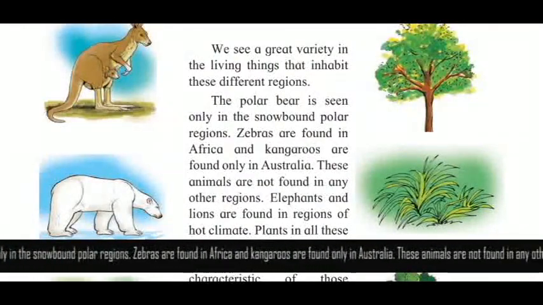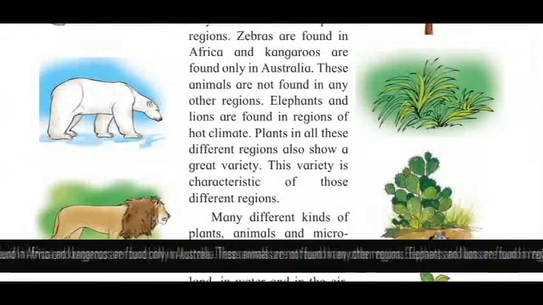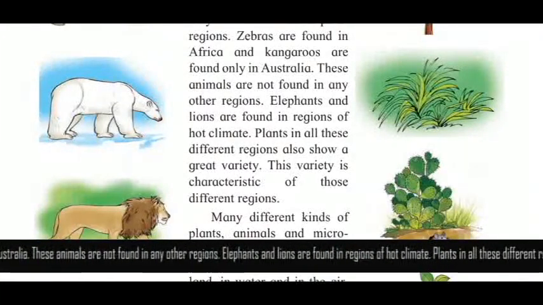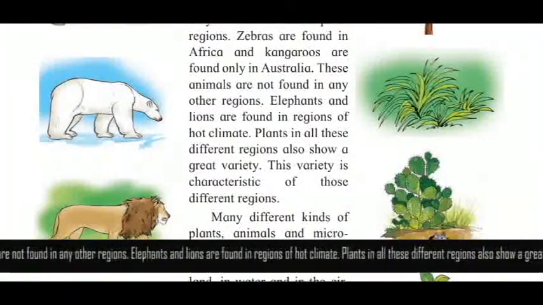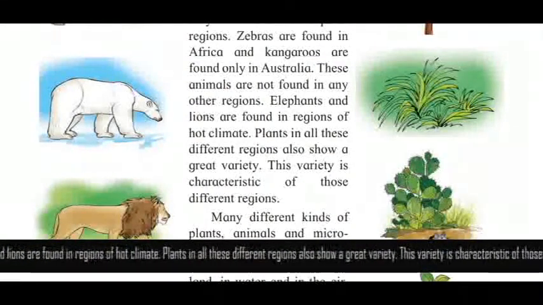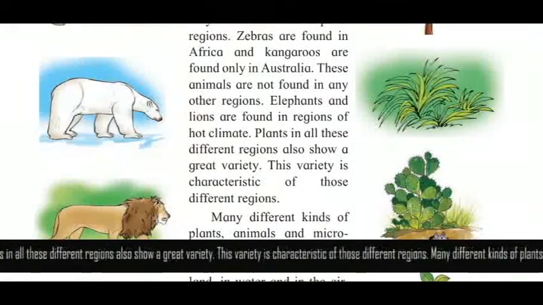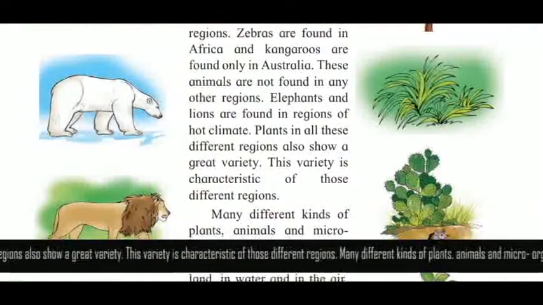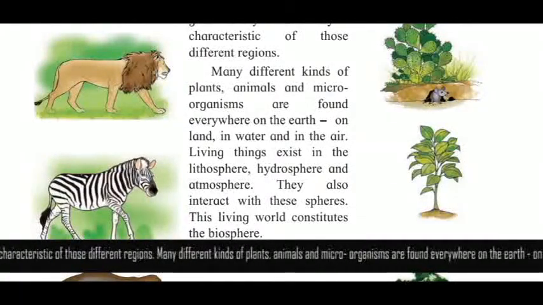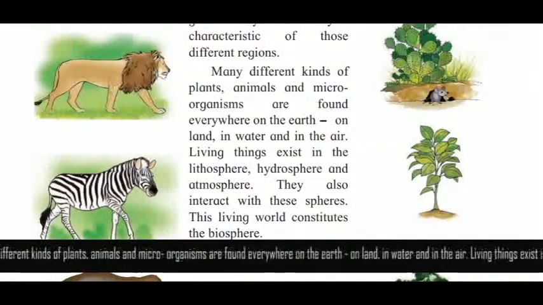The polar bear is seen only in the snowbound polar regions. Zebras are found in Africa and kangaroos are found only in Australia. These animals are not found in any other regions. Elephants and lions are found in regions of hot climate. Plants in all these different regions also show a great variety. This variety is characteristic of those different regions.